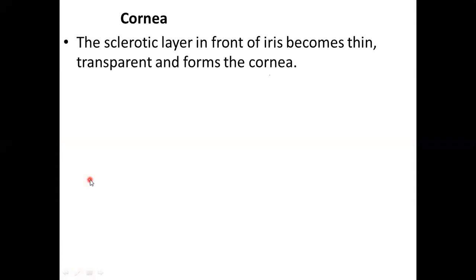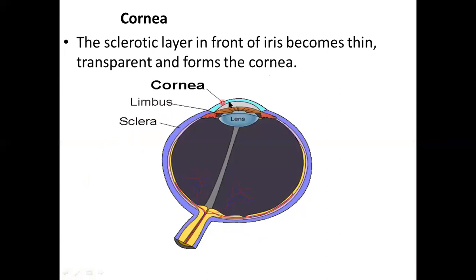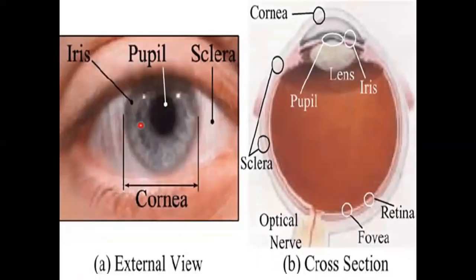Next one, the cornea. The cornea is where the sclerotic layer in front of the iris becomes thin and transparent, forming the cornea. This is the cornea, right? This is the sclerotic layer. Sclera is what we normally use, but since the textbook gives sclerotic layer, use that most of the time. Here the cornea is clearly visible.